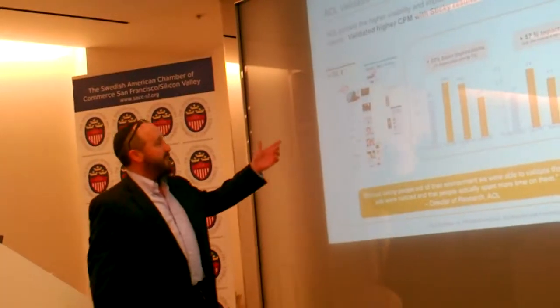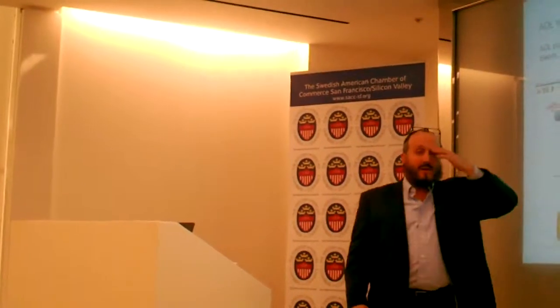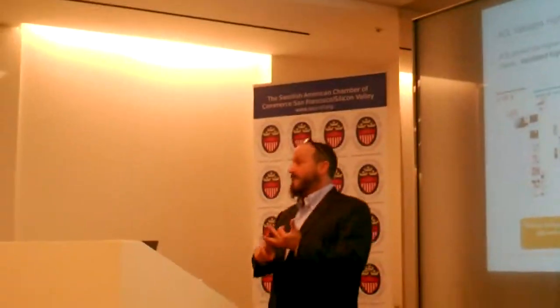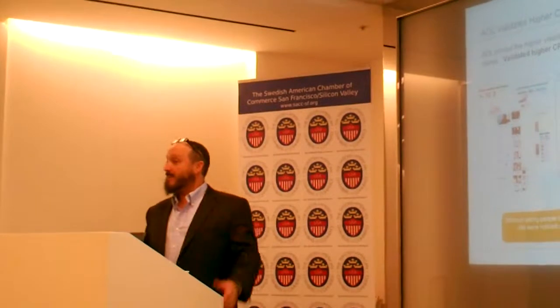And this is AOL, which came out with the Devil unit. I don't know if you guys heard of this. It was about a year and a half ago. It's a big monster unit, and they called it the Devil unit, and they wanted to charge a lot more. So they used us to validate that it's seen more often and seen longer. And they used this to go out with their sales team to get higher CPMs.